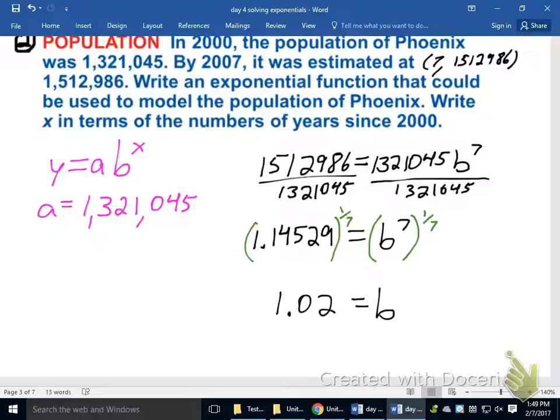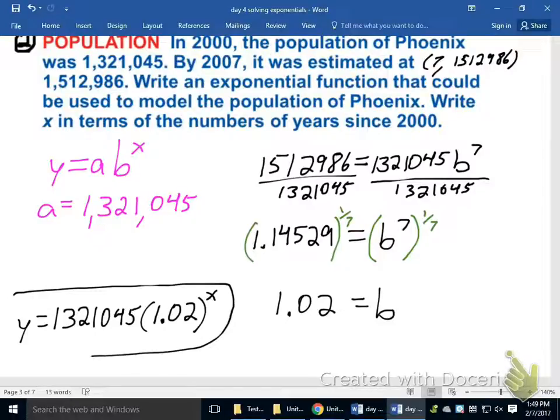Usually I'll just go to the nearest percent on these things. Depends obviously on what context of the situation. Now I've got my b. Now I'm going to make my function, and my function will be y equals 1,321,045, as you had seen with my a value right here, going right in. Now I know my b value is 1.02, and I can now raise that to the x power. I've now created my function.